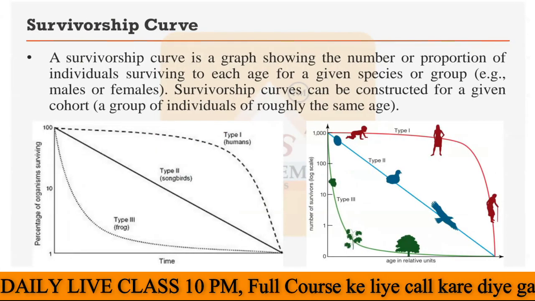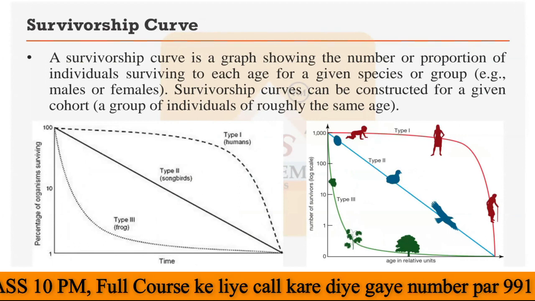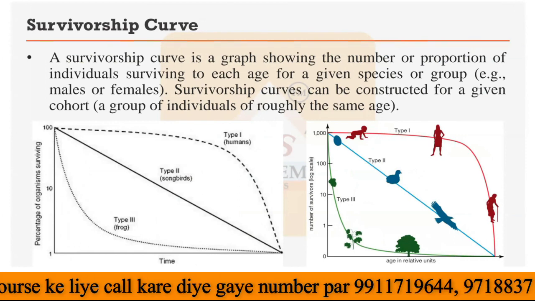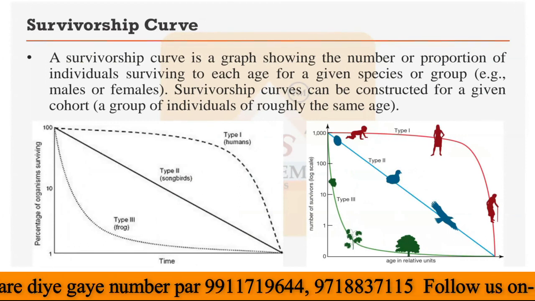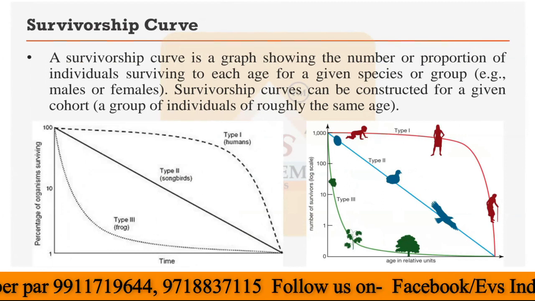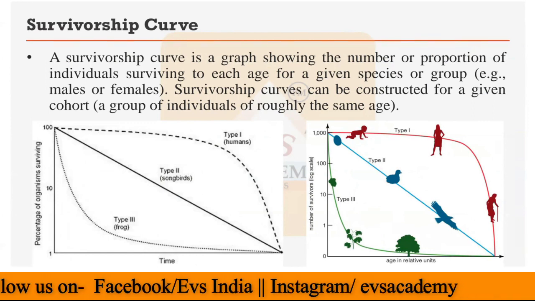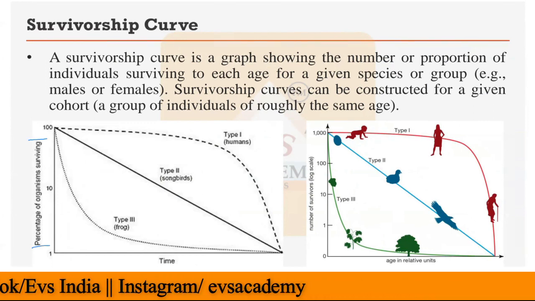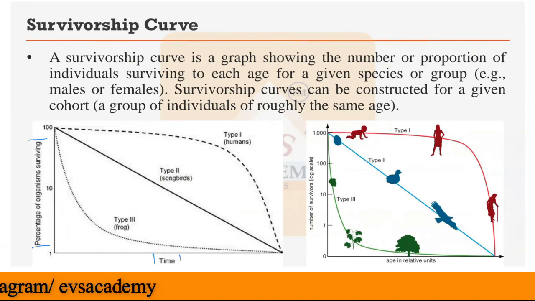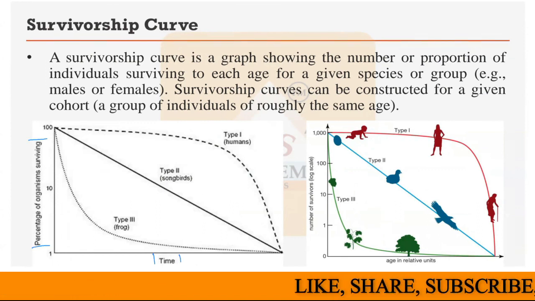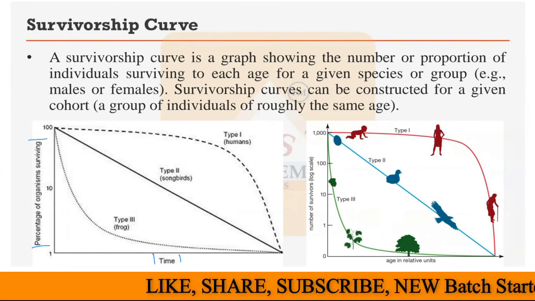The next thing that we have to discuss is the survivorship curve. Now, what is the survivorship curve? The survivorship curve is what you can see on your screen right now. The survivorship curve generally has the percentage of organisms surviving on the y-axis and the time period on the x-axis. And then you can see there are three types of curves that can be constructed in the survivorship curve.